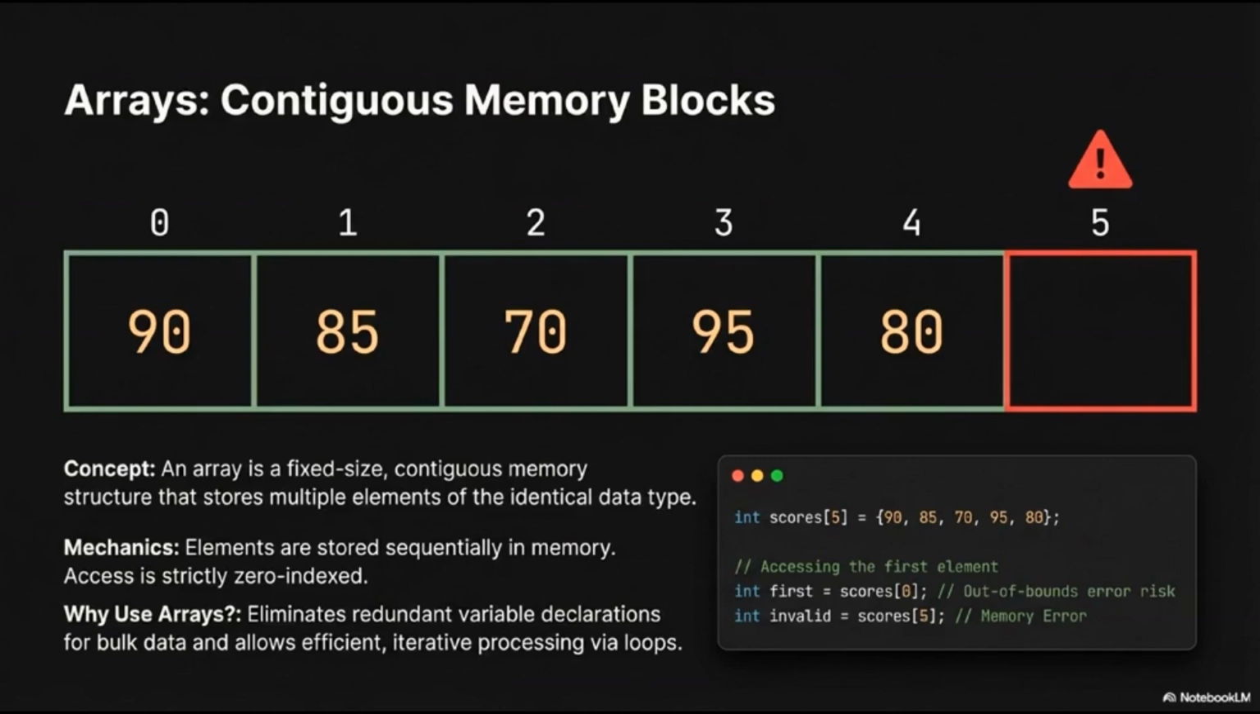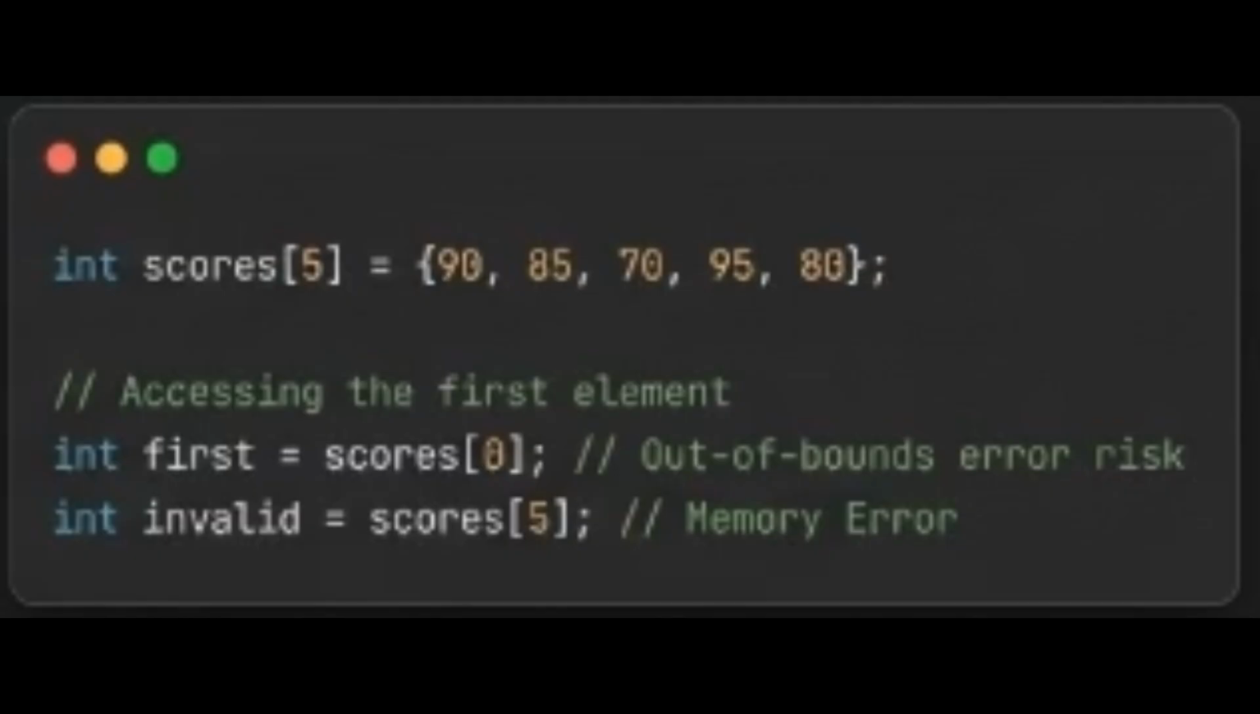This idea of them being contiguous, all together in one block, is absolutely fundamental. Here we're declaring an array to hold 5 integer scores. Now, the golden rule of arrays in C, and many other languages, is that they use a zero-based index. This is super important. It means the very first element is always at index 0, the second is at index 1, and so on. So scores[0] gets us that first score, 90.